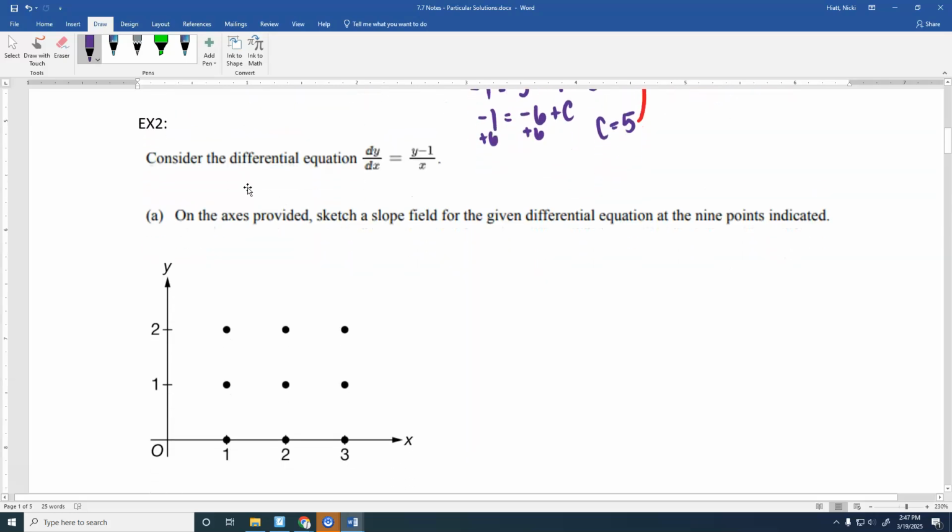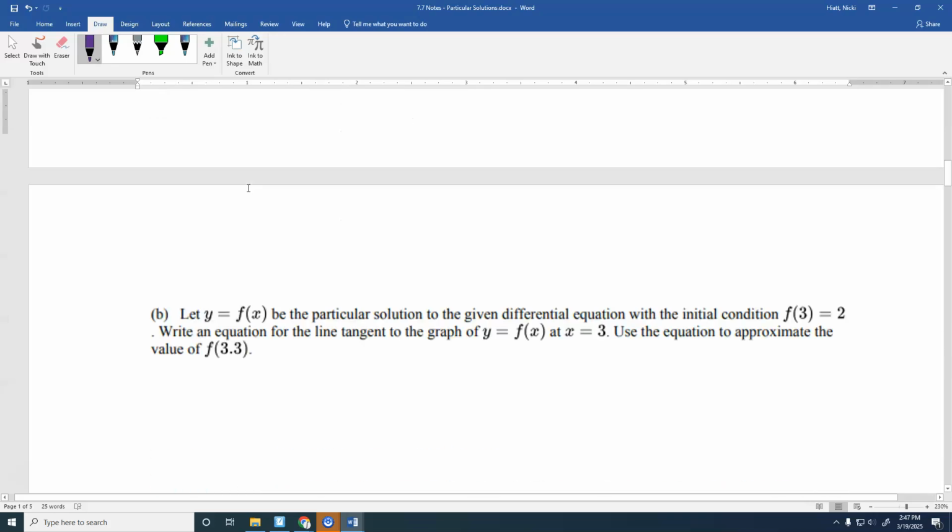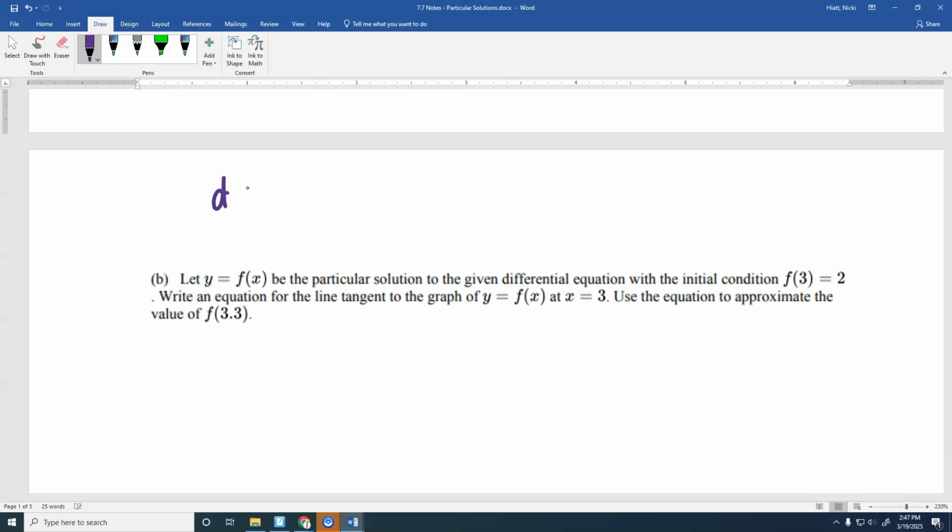test. So dy over dx is y minus 1 over x. I'm going to write that down right here. Dy over dx equals y minus 1 over x. Okay, so let y equals f of x be the particular solution to the given differential equation with the initial condition f of 3 equals 2. Write an equation for the line tangent to the graph of y equals f of x at x equals 3. Use the equation to approximate the value of f of 3.3.